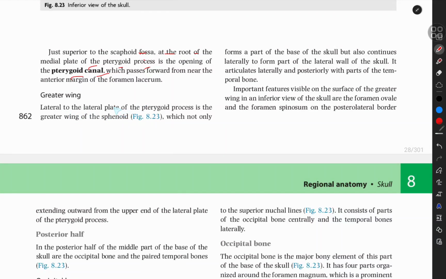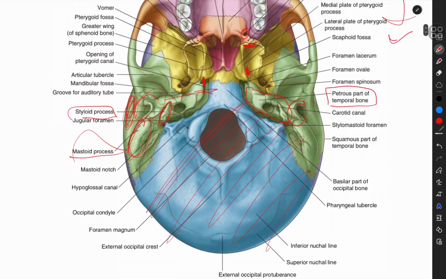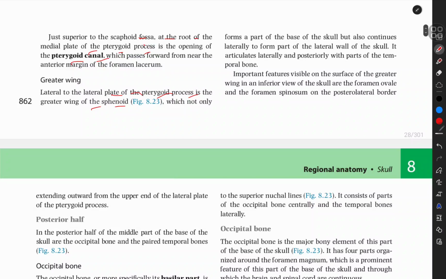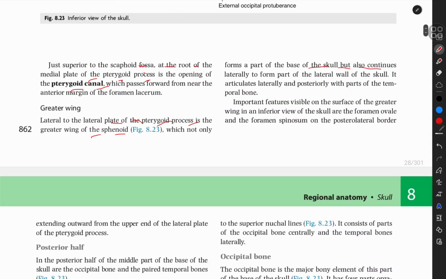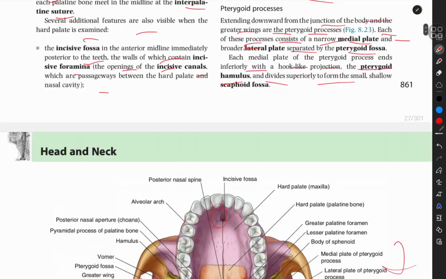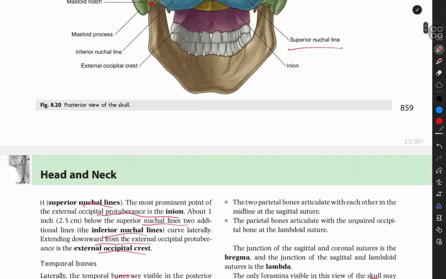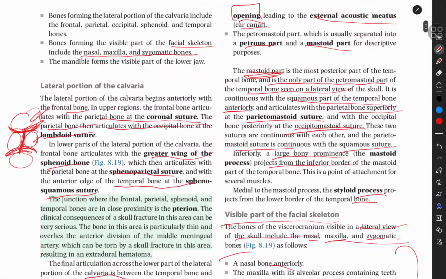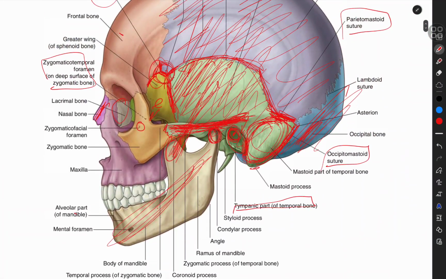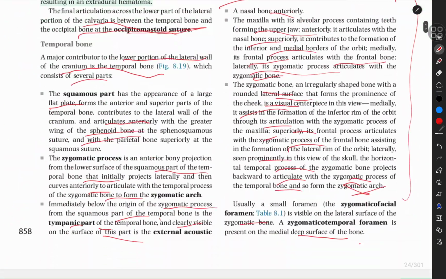Lateral to the lateral plate of the pterygoid process is the greater wing of the sphenoid. Makes sense. Lateral plate, lateral to it is the greater wing of the sphenoid, which not only forms part of the base of the skull but also continues laterally to form part of the lateral wall of the skull. Yeah, we've seen it also. This is the greater wing of the sphenoid forming the lateral wall.